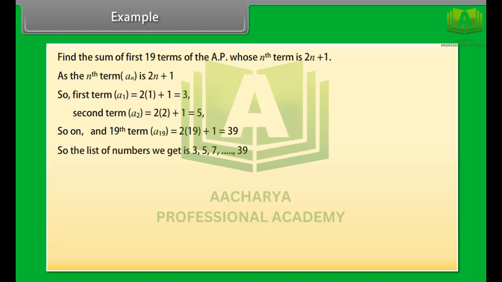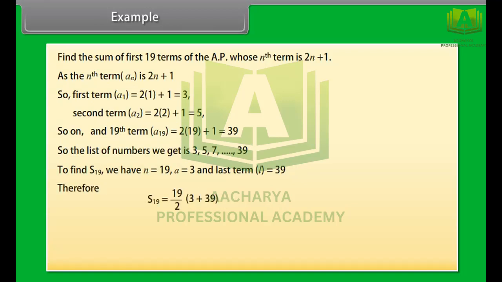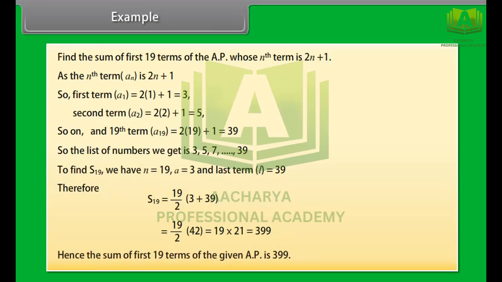So the list of numbers we get is 3, 5, 7, and so on, up to 39. Now to find S19, we have n as 19, a as 3, and L as 39. Therefore, S19 is equal to 19 upon 2 into (3 plus 39). This is equal to 19 upon 2 into 42, which equals 19 into 21, which is equal to 399. Hence, the sum of first 19 terms of the given AP is 399.